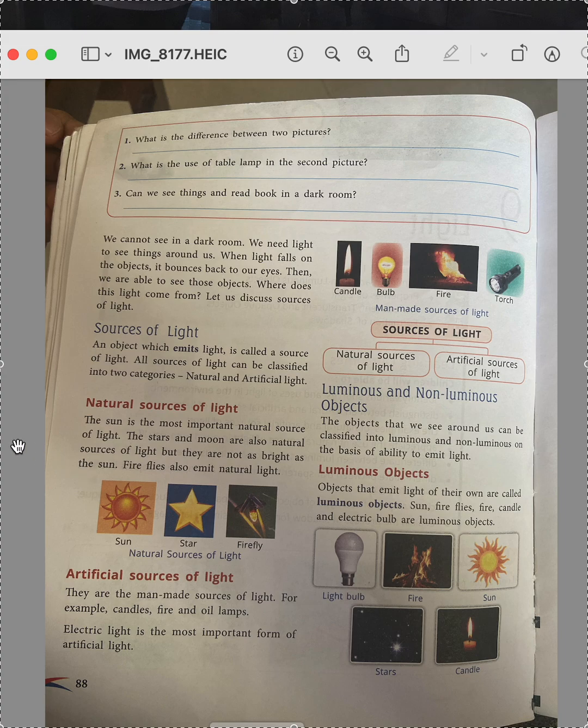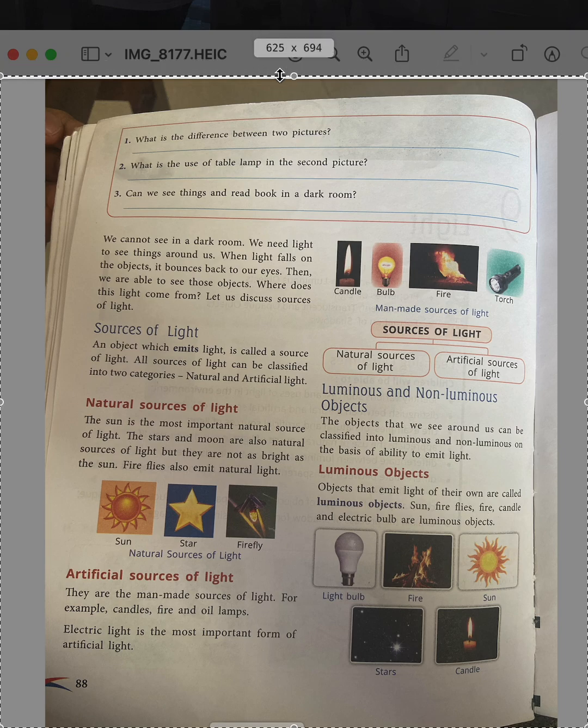Sun is the most important natural source of light, correct? The stars and moons are also natural sources of light, but they are not as bright as the sun. We all see that twinkle twinkle little star. "Oh mummy, look at that moon. Someone ate half the moon." All the stories we have read, heard, and the twinkle twinkle little star we have all sung, right? But they are all tiny meanies.